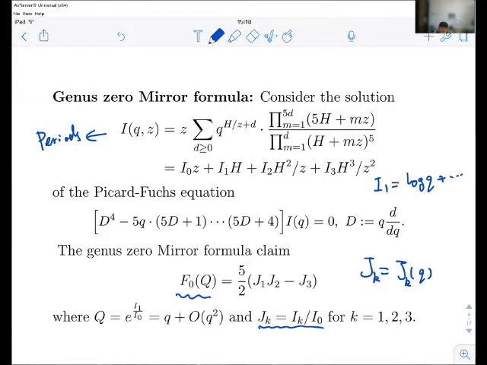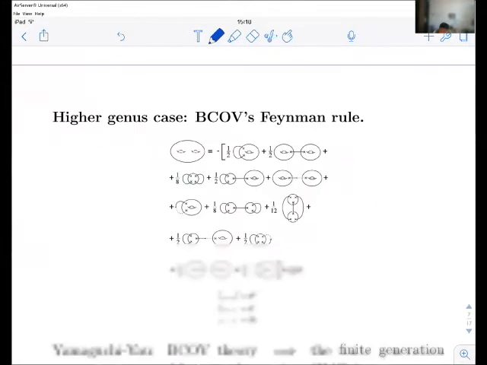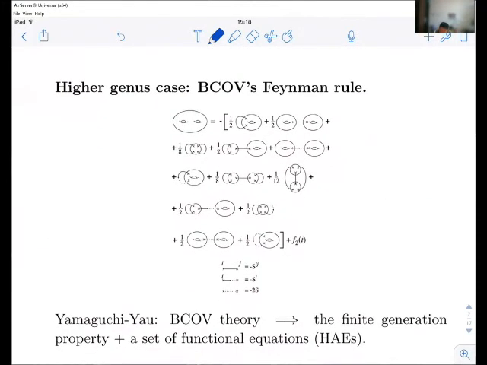So in this talk we will mainly be interested in the higher genus case. For the higher genus case, I just give you some example here. This is a genus 2 example. The BCOV holomorphic anomaly equation is a recursive algorithm. It tells us you can compute this higher genus F_g recursively by using lower genus F_g.